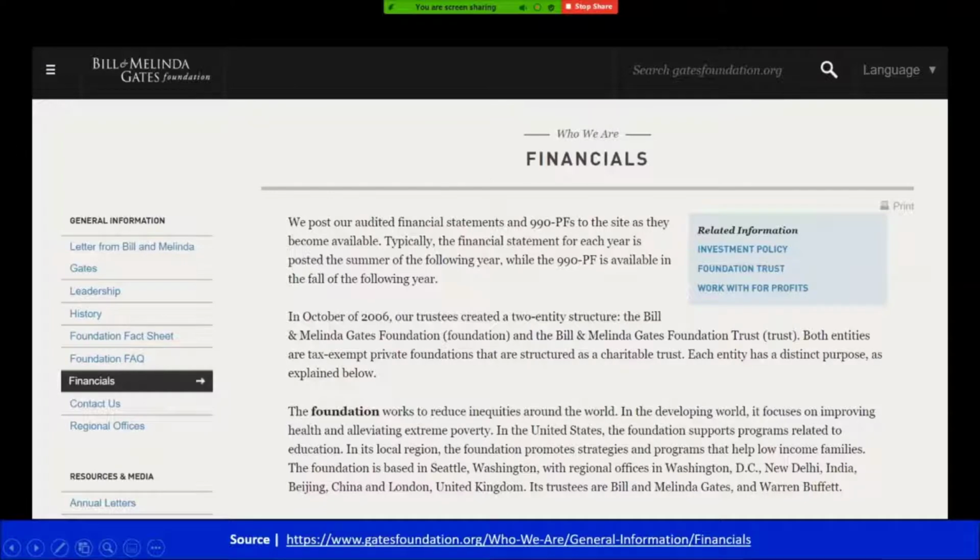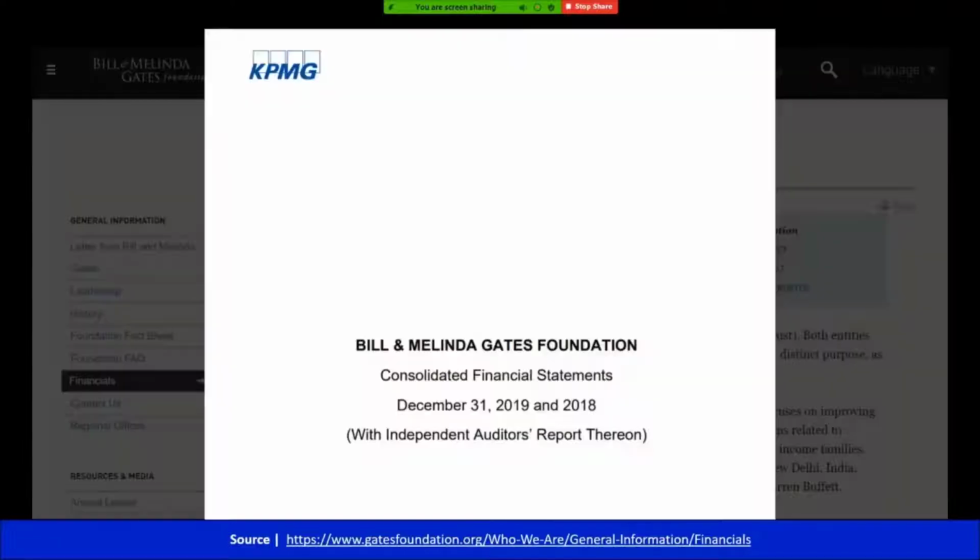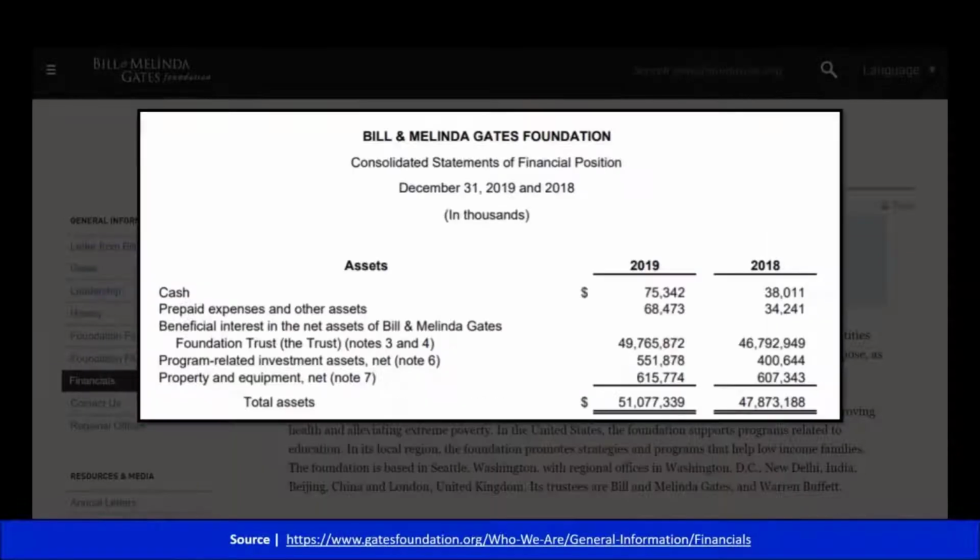Now we're going to look at the Bill and Melinda Gates Foundation. I looked at their financials. If you see them on the left-hand side, you can go check it out yourself. Bill and Melinda Gates Foundation consolidated financial statements from December 31st, 2019 and 2018. So that's the most recent one I could find. There's no 2020, obviously, because we haven't finished the year yet.